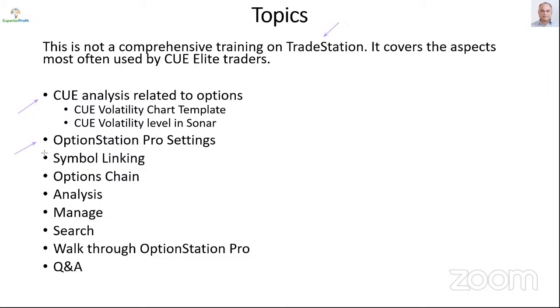Then we look at OptionStation Pro, starting with its settings, how I have set it up, and how it can be linked with TradeStation charts. Then we look at different components of OptionStation Pro, that's the options chain, the analysis tab, the manage tab for managing trades, and the search tab. And along the way, I will walk through OptionStation Pro.